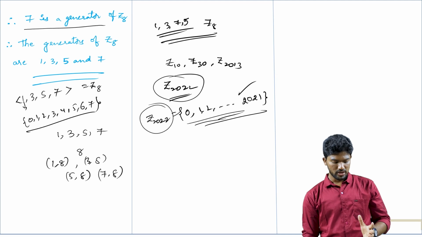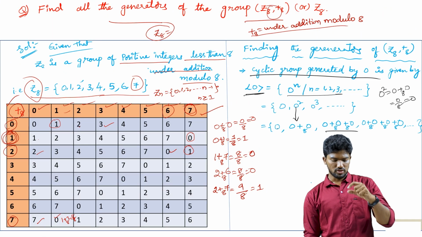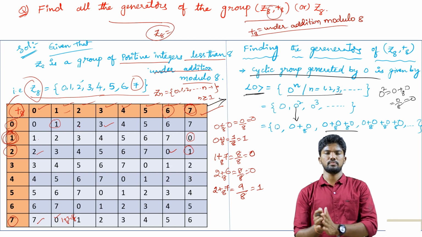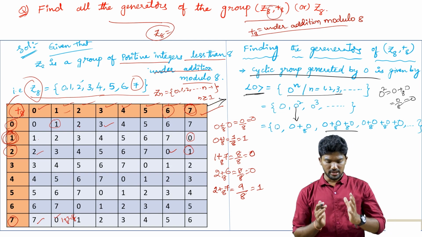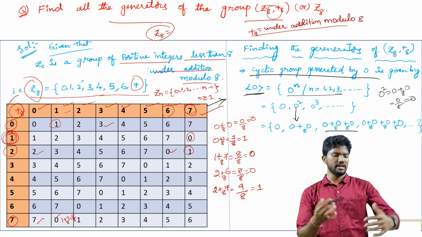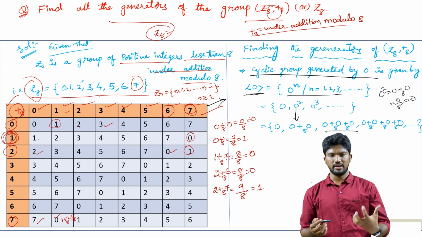In this format you have to find the generators of any group. So this table is very important. You have to write this table before the proof. Okay, so I hope you understood this problem very well. In the next lecture, we are coming with another topic. Practice very well. Thank you.